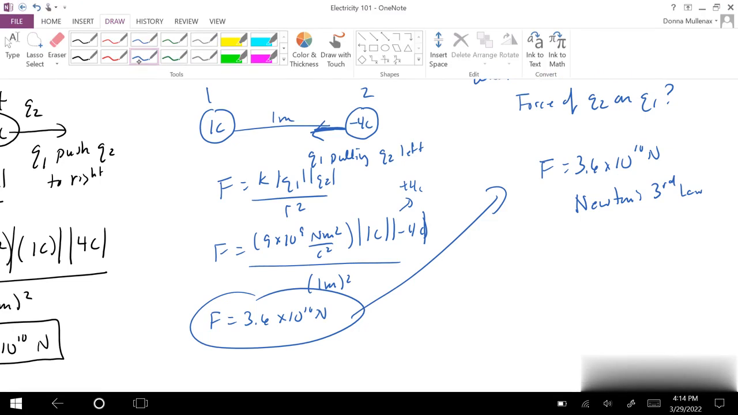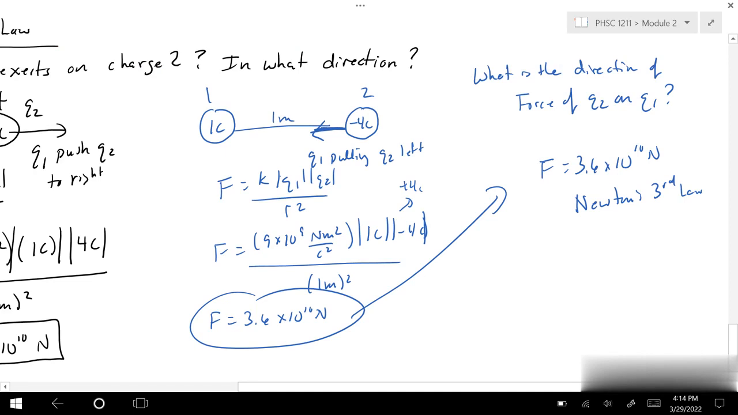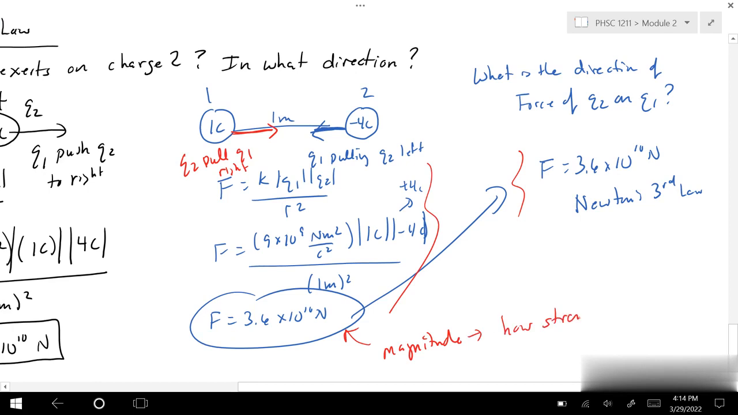We know that opposite charges attract, so Q2 is going to pull Q1 to the right. What I want you to see here is when we do these equations, we use absolute value to get a magnitude. The absolute value gives us how strong, in this case, how strong the force is.